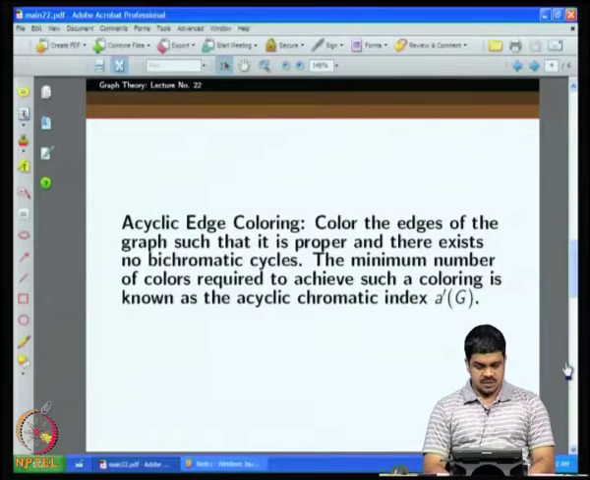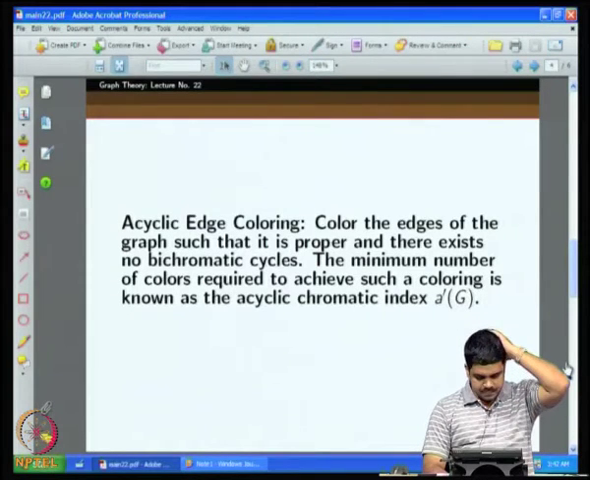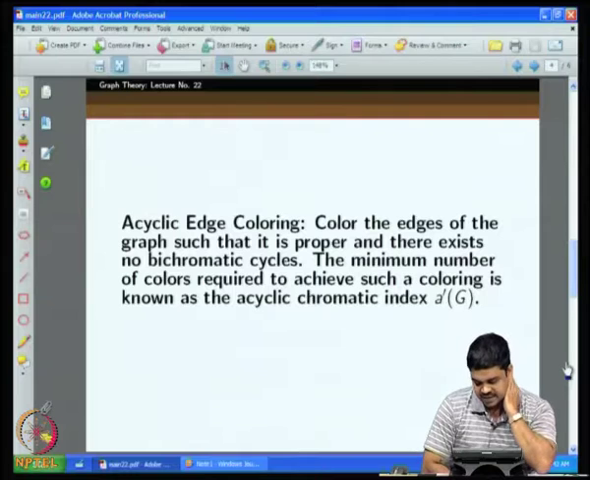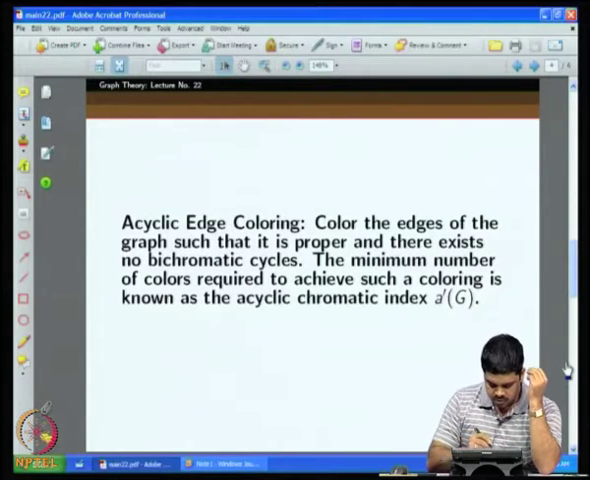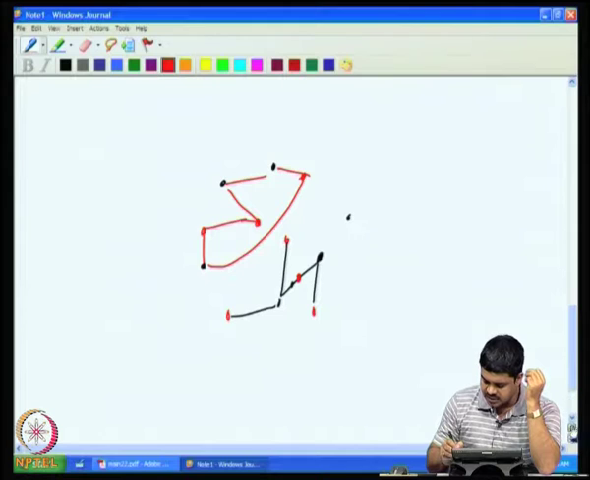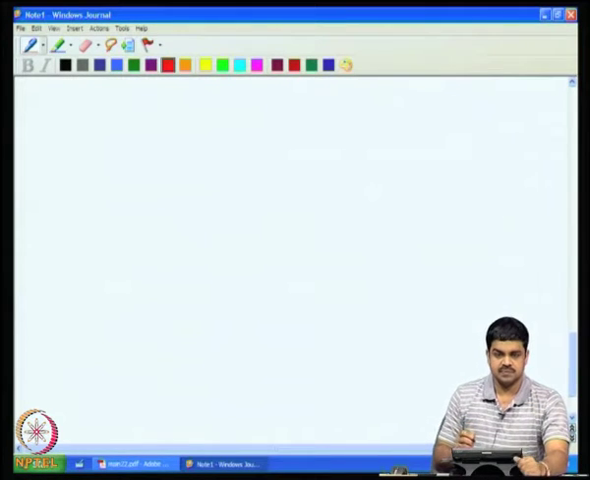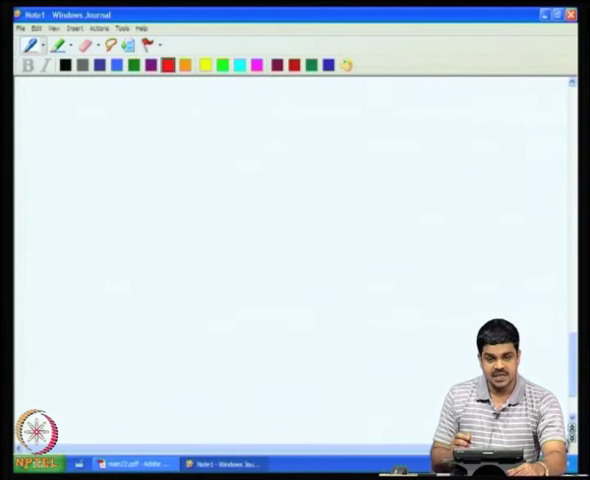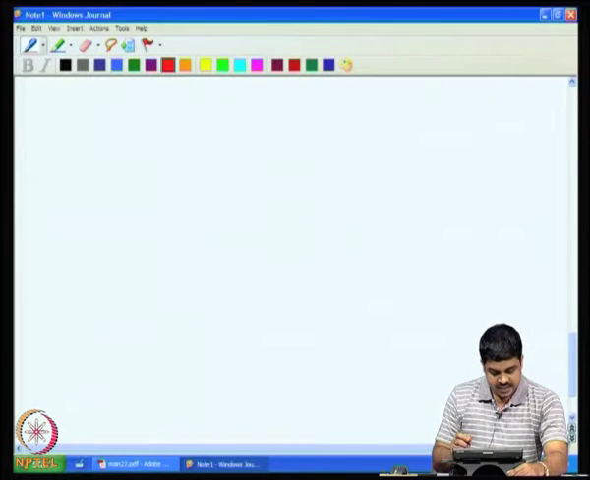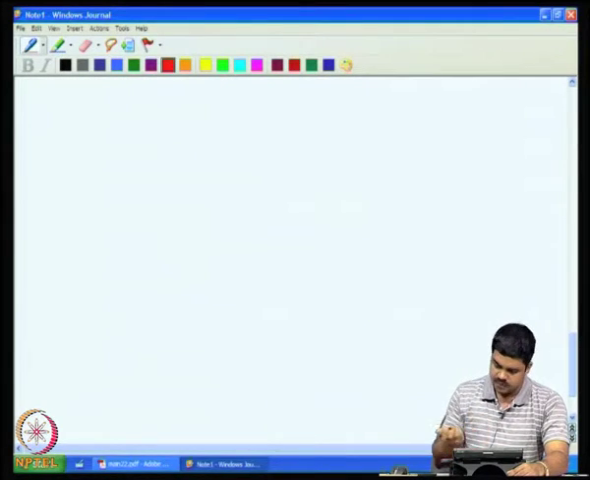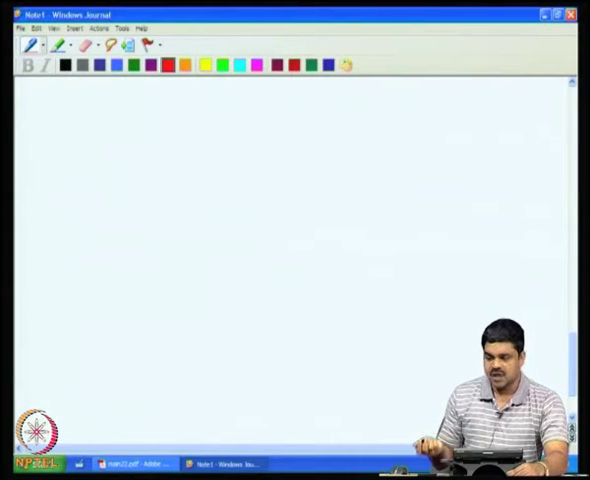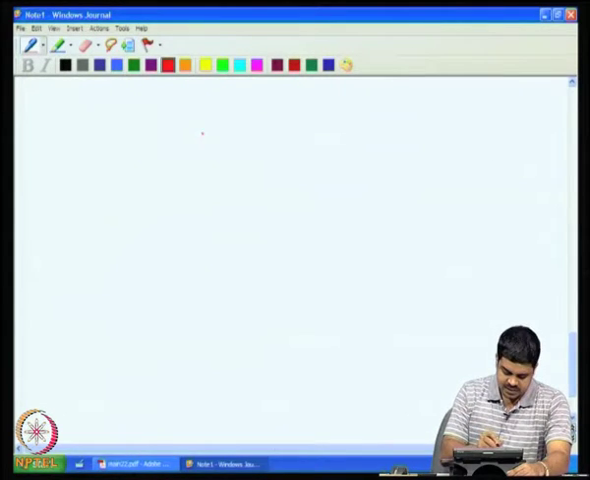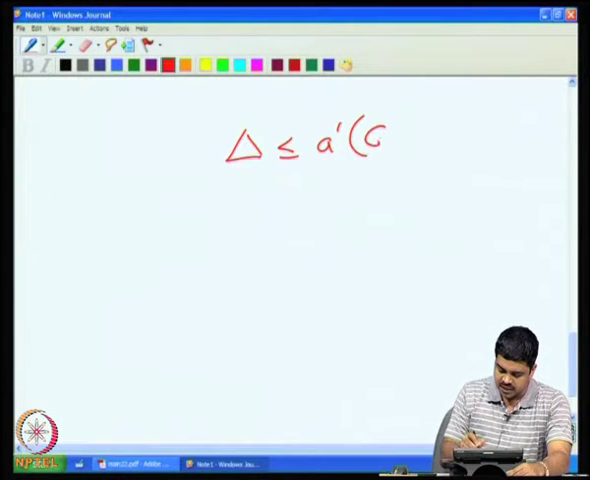This is the cyclic chromatic index A dash of G. So, when it comes to cyclic edge coloring, we know that a cyclic edge coloring has to be proper, right? So, like proper coloring, the lower bound of the maximum degree is valid for the cyclic chromatic index also.